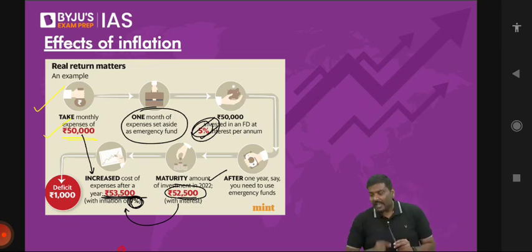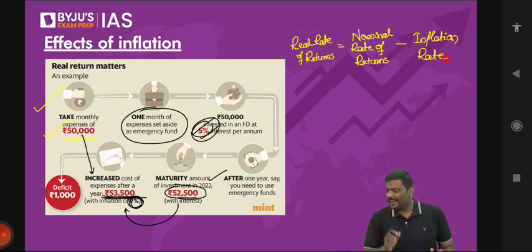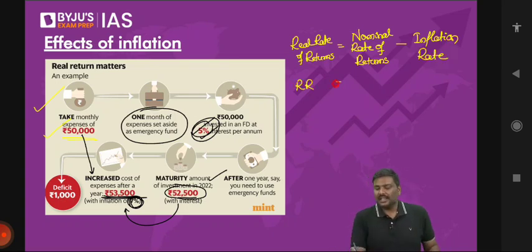That is, in simple terms, I'll write the formula now. Have a look at this. Real rate of returns is equal to nominal rate of returns minus inflation rate. In simple terms, they'll use acronyms also. Right? Your nominal interest rate is how much? 5%. Inflation rate is how much? 7%. So how much is your real rate of returns? Minus 2%.